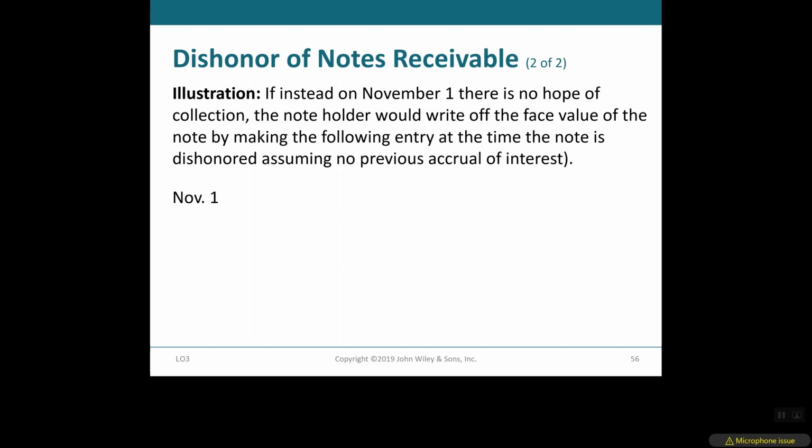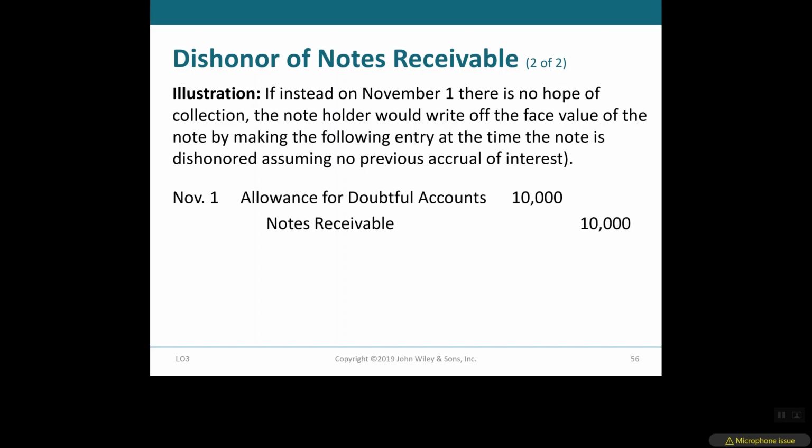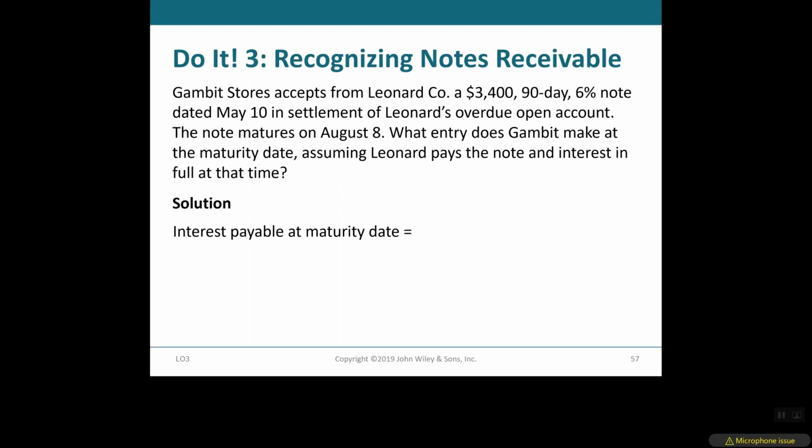Okay, so if instead on November 1 there is no hope of collection, the note holder will write off the face value of the notes receivable. So how do we write that off? Allowance for doubtful debts, again, it's going to be a debit and then a credit to notes receivable.